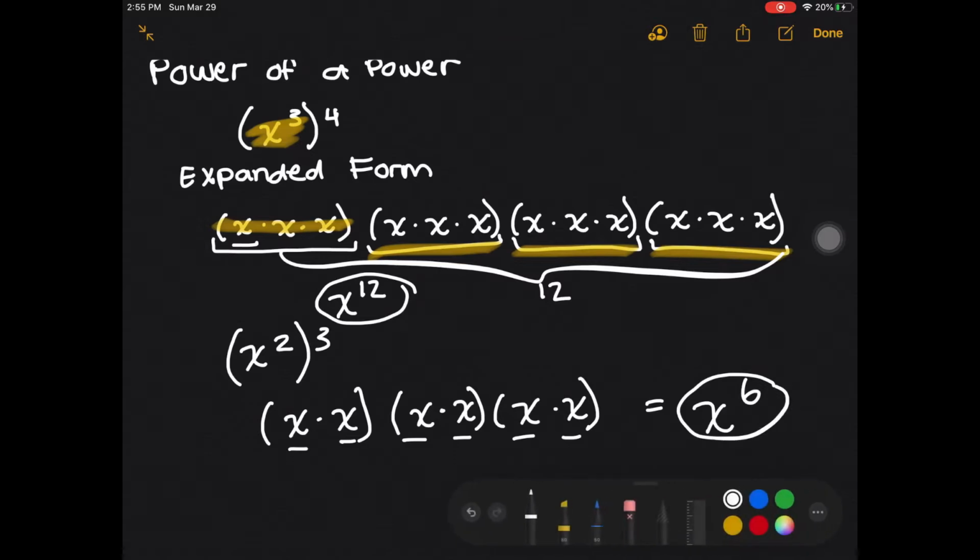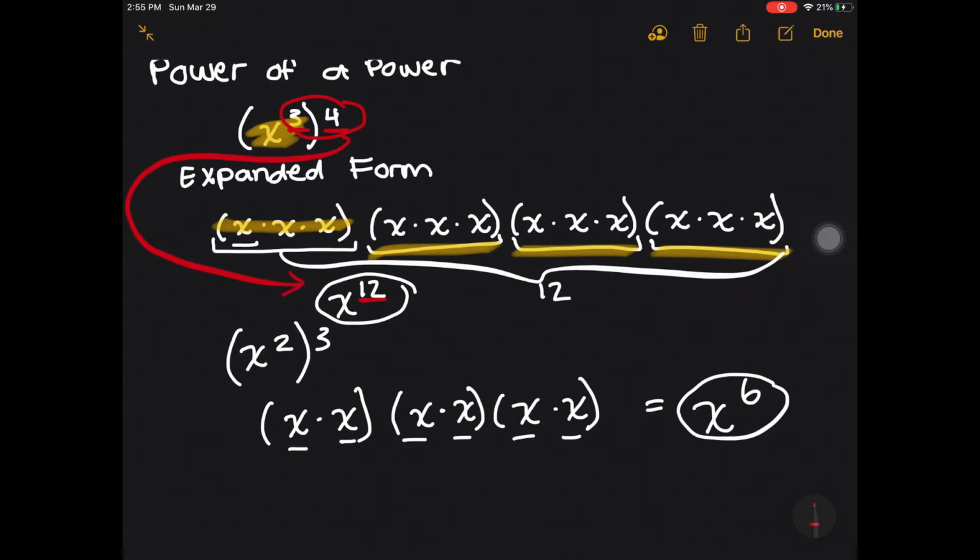Now, what some of us might already be noticing here is when we look at our powers. When we had x to the third to the fourth, we ended up with x to the 12th. What do we notice? 3 times 4 is going to give us that x to the 12th. What do we notice here? X squared to the third. 2 times 3 is going to give us that x to the 6th.